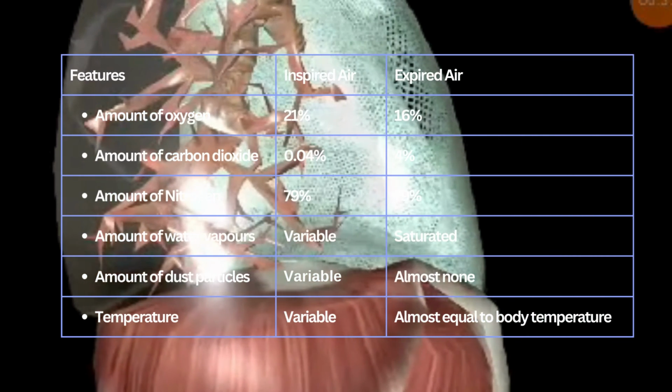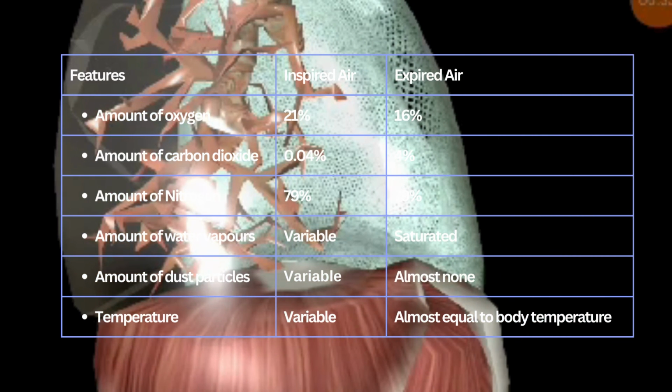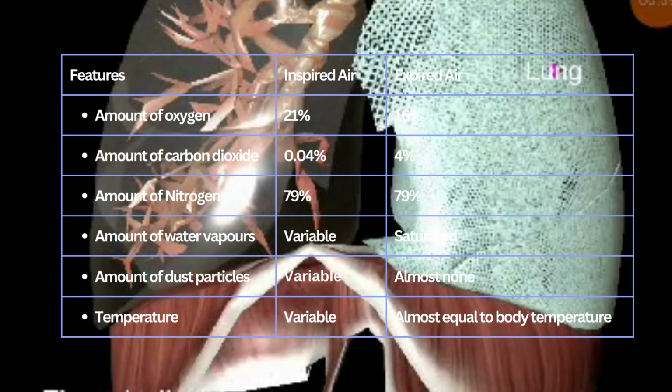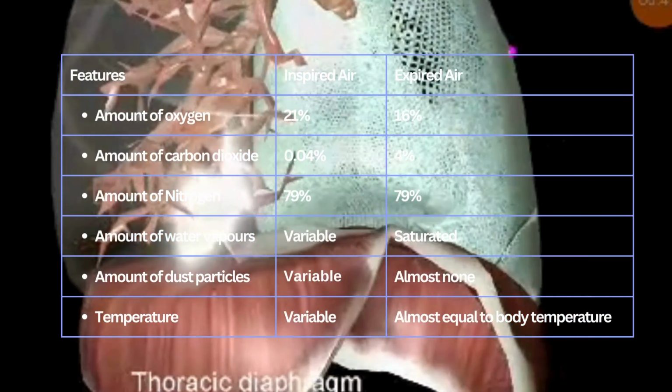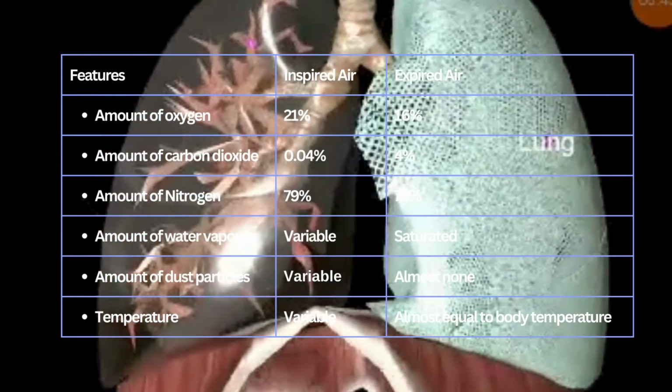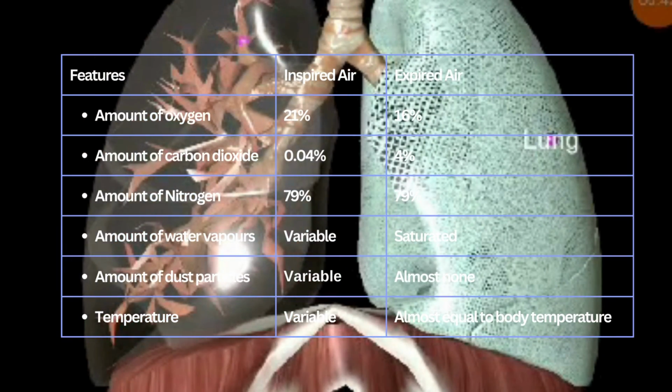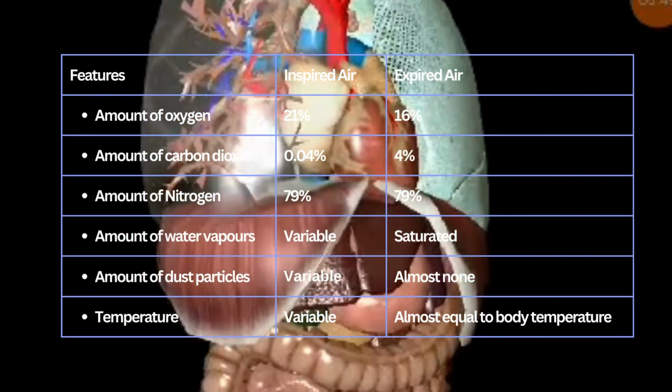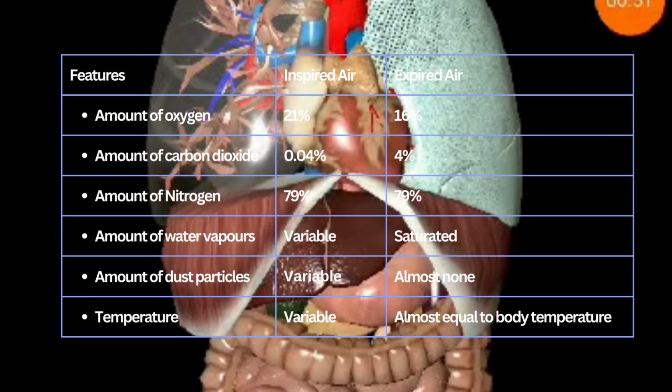Amount of water vapor will be variable in inspired air but will be saturated in expired air. Amount of dust particles will be variable in inspired air and will be almost none in expired air. The temperature will be variable in inspired air, while in expired air it will be almost equal to the body temperature.